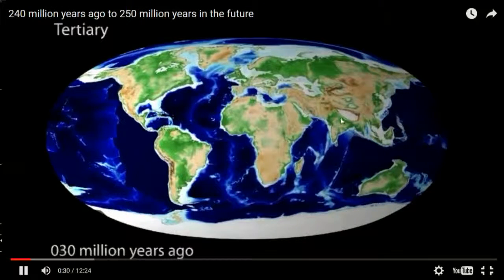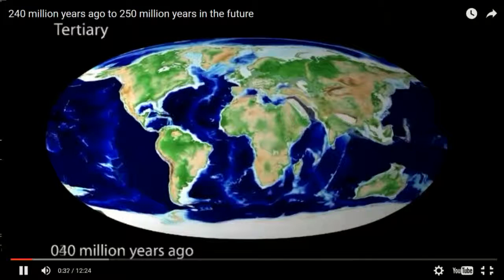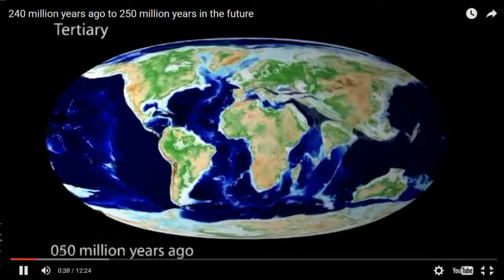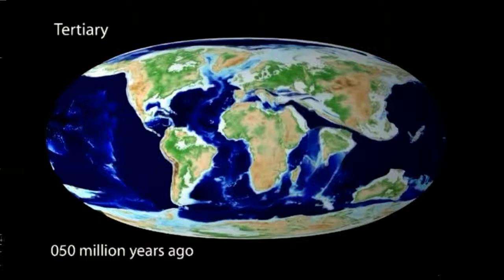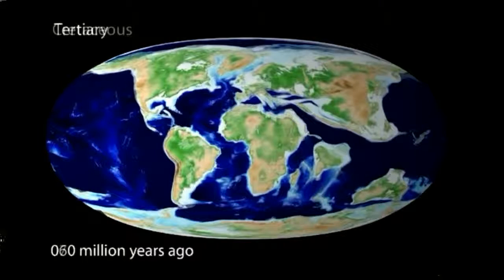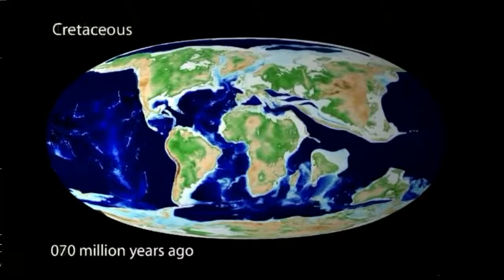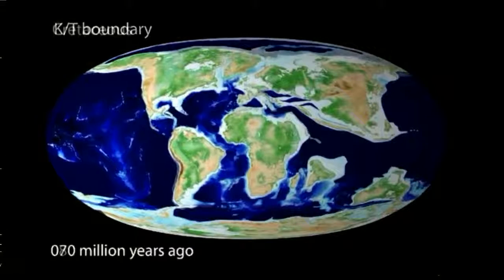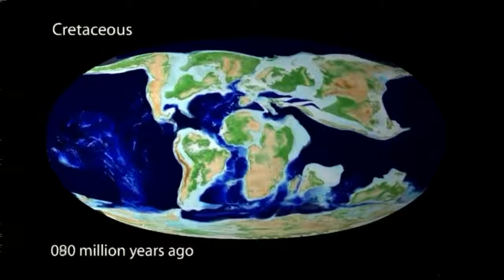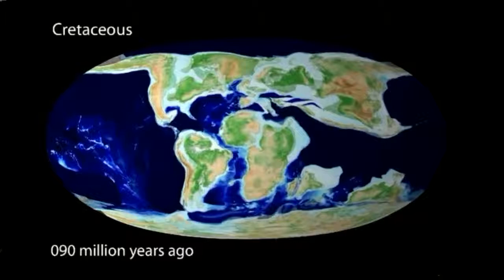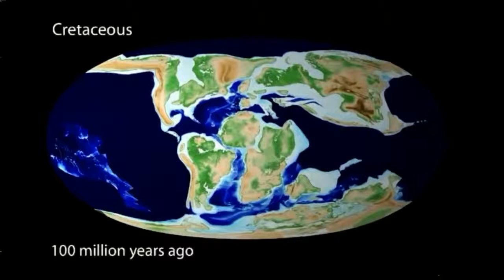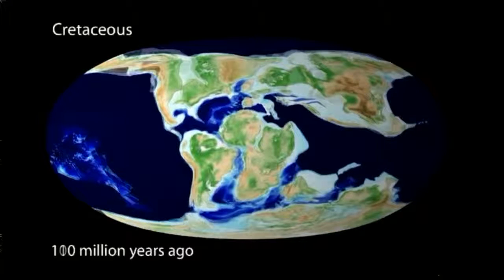I always get a kick out of India because it's the one that moves the farthest. You can see it over here. So going back in time, 50 million years ago, 60 million, 70 million. So we're talking dinosaur time now, Cretaceous period. The main dinosaur periods are the Cretaceous and Jurassic, and Triassic is a big one too.